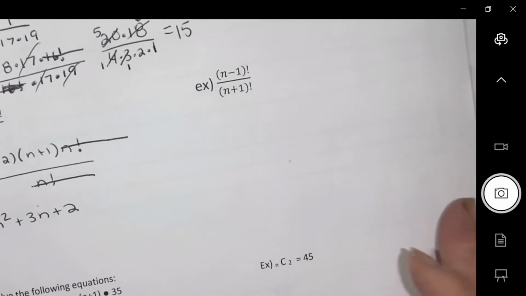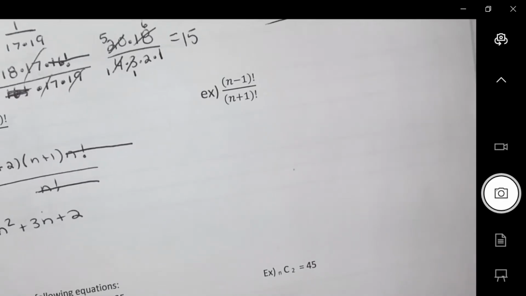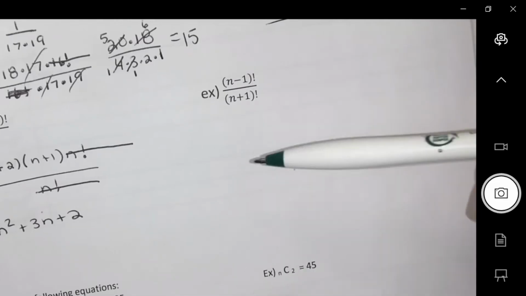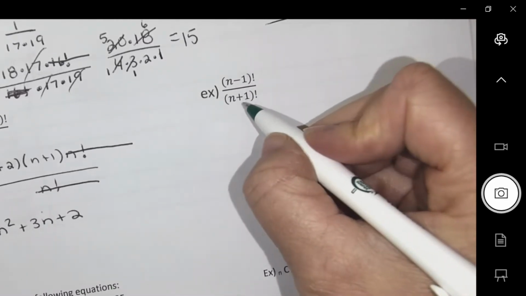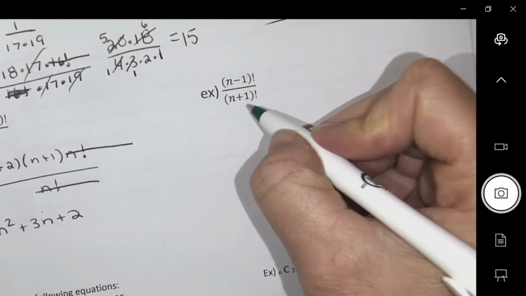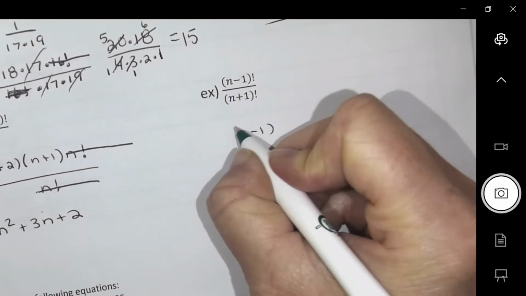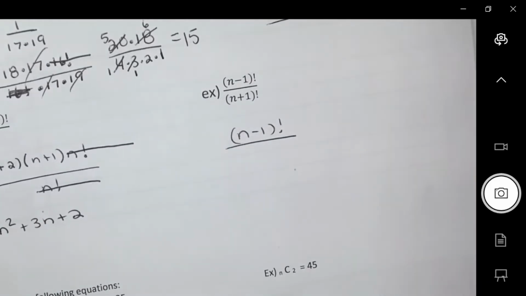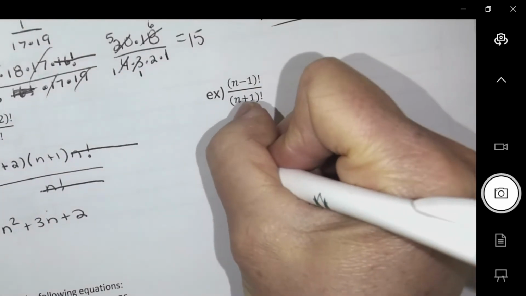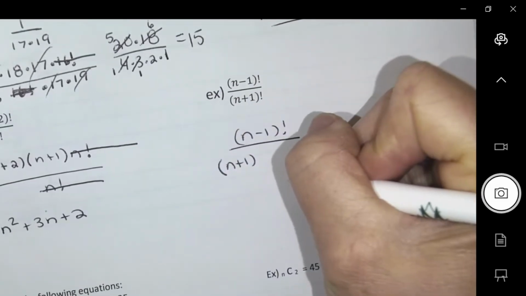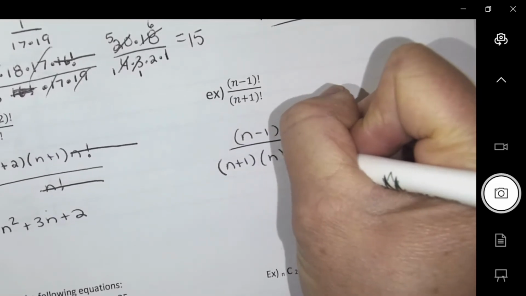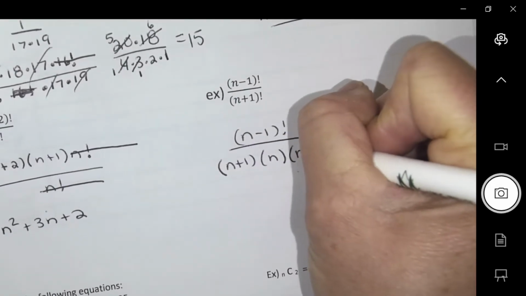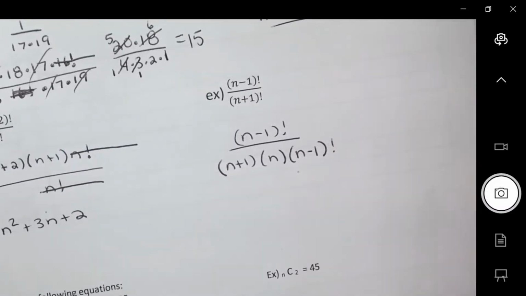Okay, the last one of the expressions, which one is the larger amount? Is it better to have an n minus 1 or an n plus 1? N plus 1 is a larger number, right? So I'm going to leave that and I'm going to expand the bottom. So n plus 1, go down 1, so that's just n. Go down 1, and then I stop.